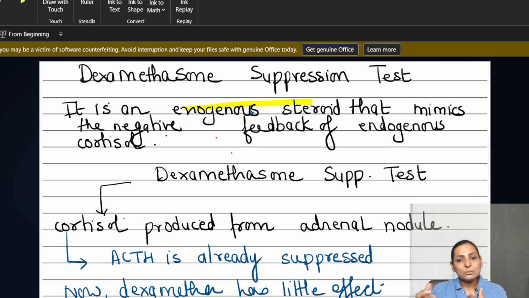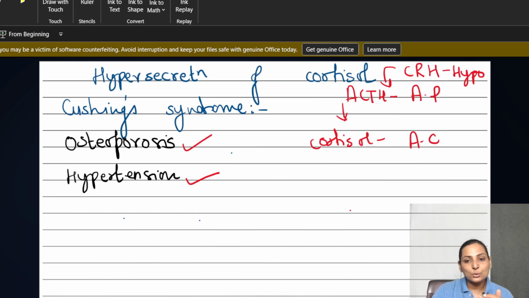This is called a dexamethasone suppression test, which can be given with a low dose or with a high dose. Now there are different conditions. Suppose cortisol is produced from an adrenal nodule. Like I told you, suppose there is an adrenal nodule, an adrenal tumor, which is increasing cortisol. If the cortisol is already high, this itself is going to inhibit ACTH through negative feedback mechanism.